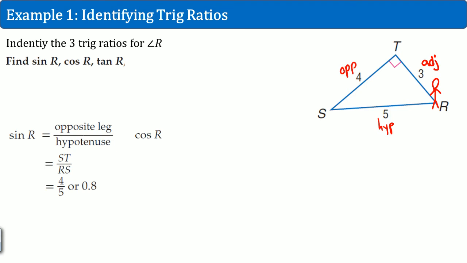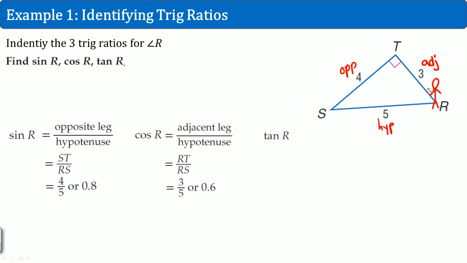Cosine. Let's look at cosine of R. Cosine of R is by definition your adjacent leg divided by your hypotenuse. The adjacent leg is RT and the hypotenuse is RS. We labeled it right here, so you shouldn't be confused. RT's value is 3, the hypotenuse is 5, so it should be 3 over 5. In decimal form, it is 0.6.